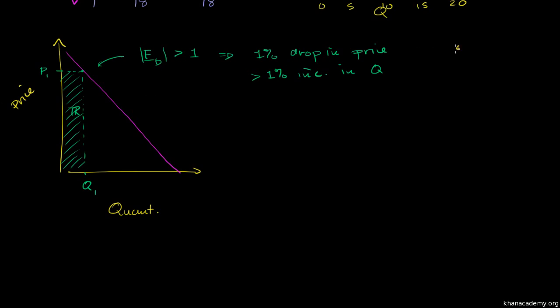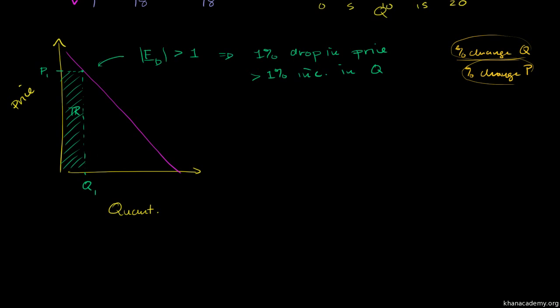And that comes straight out of the expression or our formula for what elasticity is. Remember, elasticity is our percent change in quantity over percent change in price. So if the absolute value of this is greater than 1, these move in opposite directions, that's why it would be negative. But if we say the absolute value of this is greater than 1, that means that this quantity is going to be larger than this quantity.